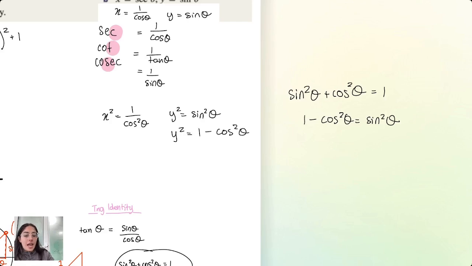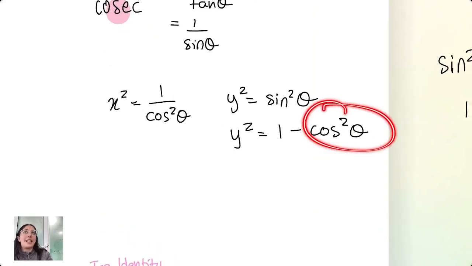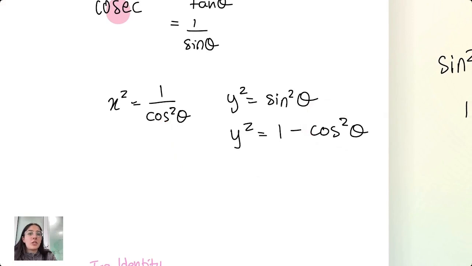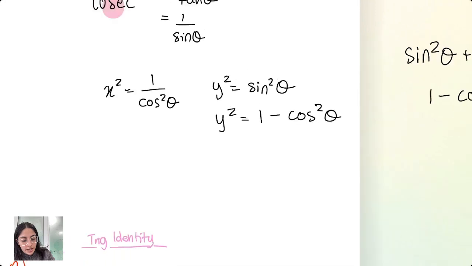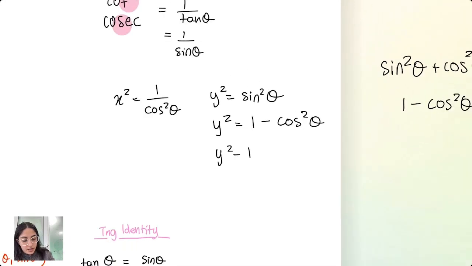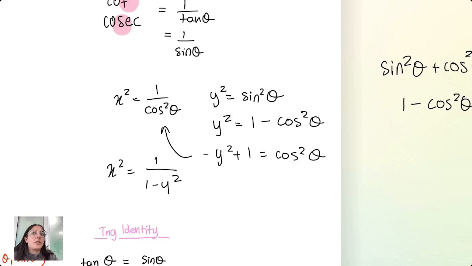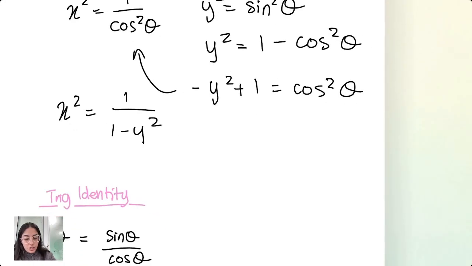Everyone cool with this? Now I'm going to solve for cos squared and then plug that into this equation. So I'm going to get y squared minus 1, with the sign flipped, equals cos squared theta. Everyone cool with that? And then I'm going to plug that into here. So x squared equals 1 all over 1 minus y squared. And now you just rearrange for y. I'll just keep working down here. I get x squared times (1 minus y squared) equals 1. And you can just leave it in that form.